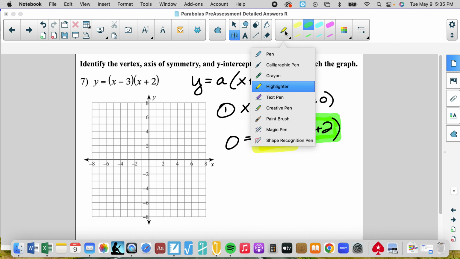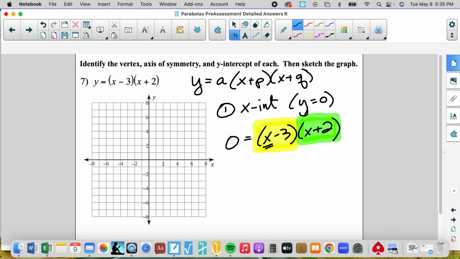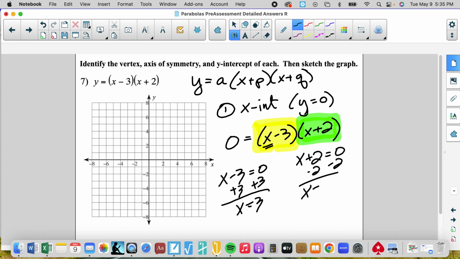So the question you ask yourself is, what value for x would make this 0? And what value for x in this box would make it equal to 0? So we would just solve that. We know that when x is 3, that would be 0. And we would subtract 2, and we get x equals negative 2. So these are my 2 x-intercepts, because this happened when I plugged in 0 for y. So my x-intercepts, where the parabola crosses the x-axis, are at 3 and negative 2.